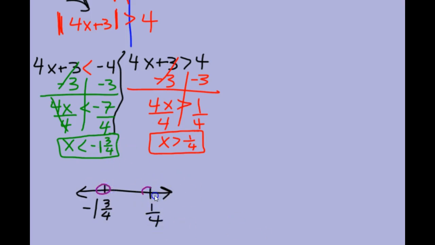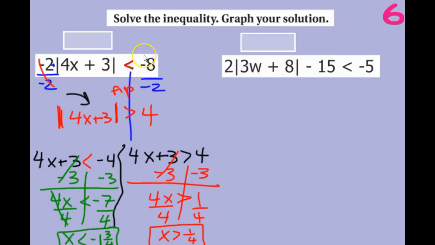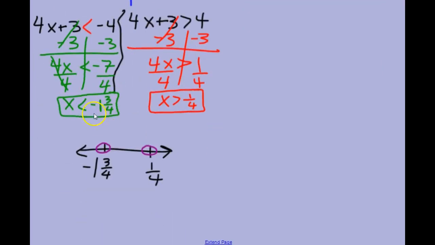Both of these are open circles. And be careful, we can't look here at our original. We have to look at what our absolute value is by itself to see if we did our graphing right. This is greater, meaning our arrows are pointing apart, and they are greater and to the right here. Perfect.